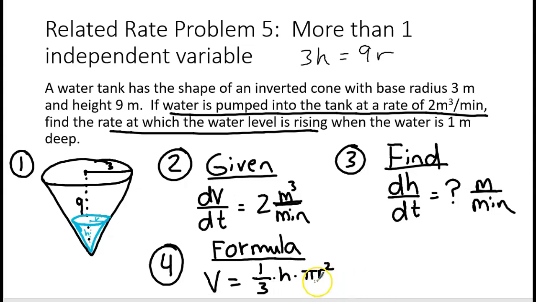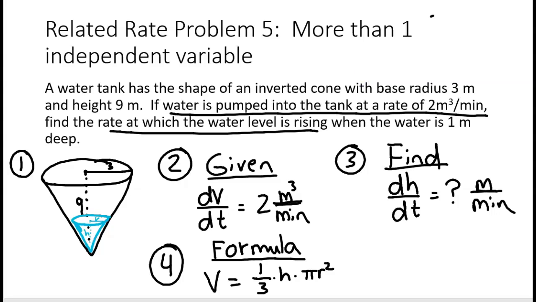So since I don't want that r there anymore, that's why we did this in the very beginning. When you have an extra variable that you don't care about, you need to somehow come up with a formula that connects the variable you don't care about with the variable that you do, and then you can use that to replace the variable that you don't care about with the variable that you do care about. So that's why we did this step up here at the very beginning.